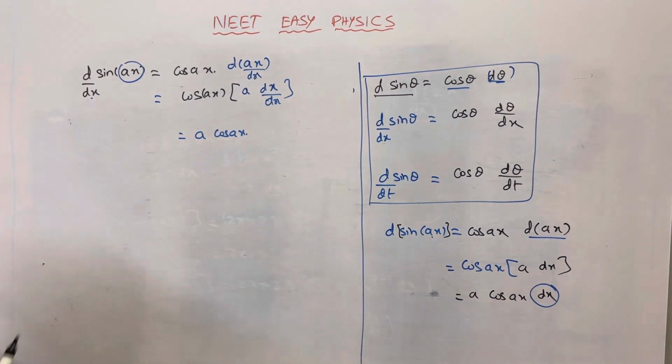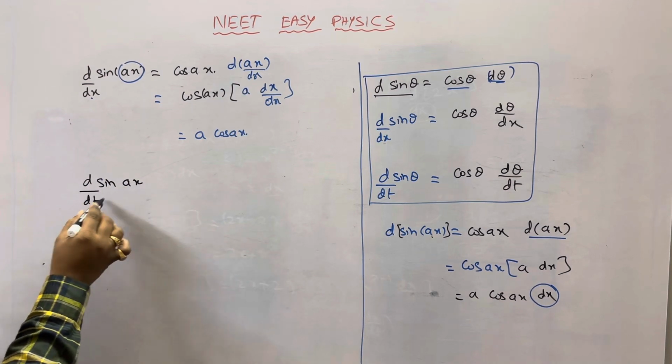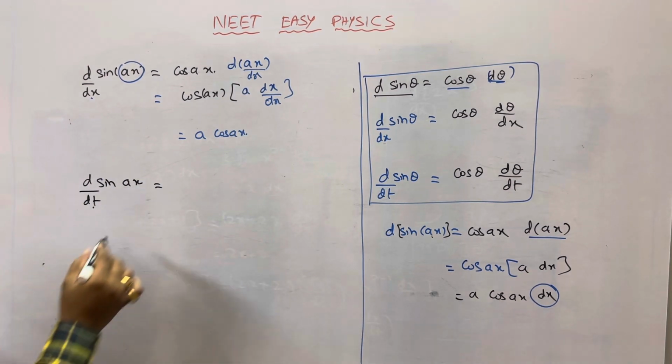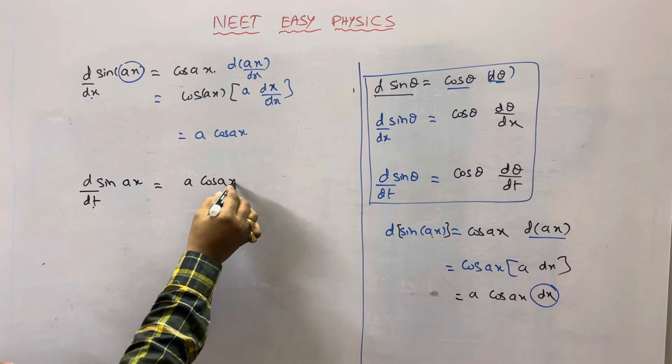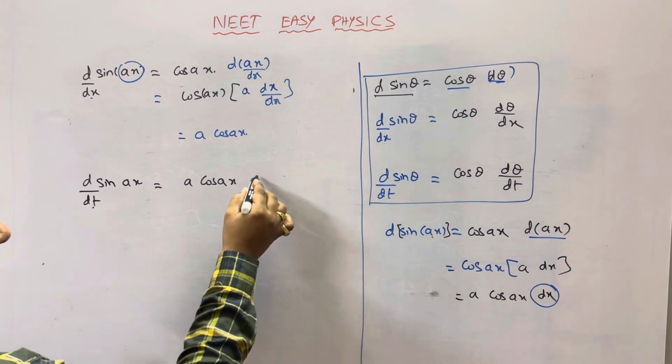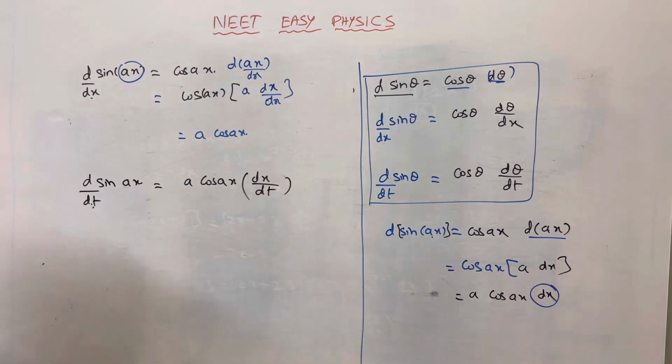Now let us assume the derivative of sine ax with respect to time. At that time what will you get? Directly you can say a cos ax in the numerator dx, in the denominator dt. So a cos ax dx by dt.